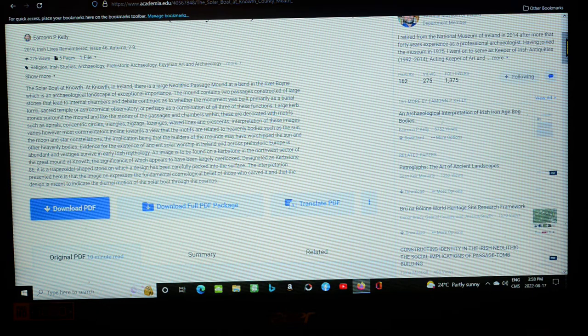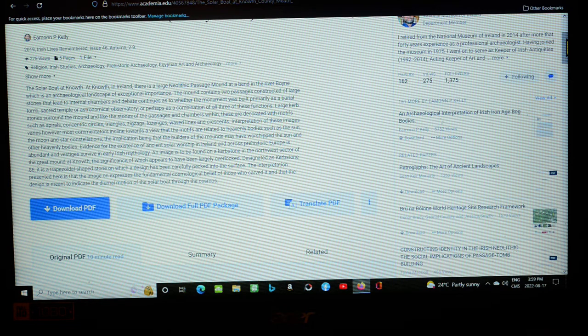So where were we? The mound contains two passages constructed of large stones that lead to internal chambers, and debate continues as to whether the monument was built primarily as a burial tomb, sacred temple, or astronomical observatory, or perhaps a combination of all three of these functions. And that would be my take on it: certainly an astronomical observatory in terms of alignments with the sunrise on the equinox. The passages are aligned with the equinox sunrise.